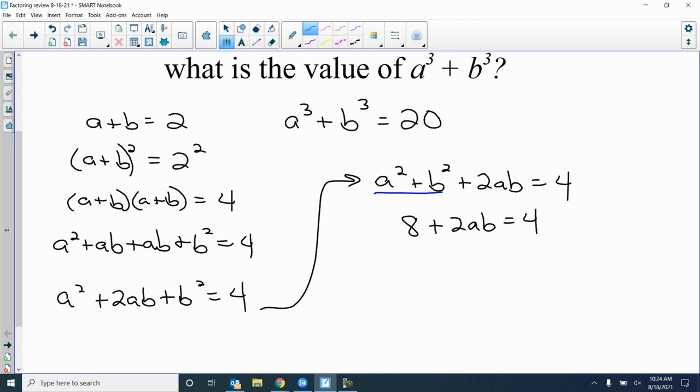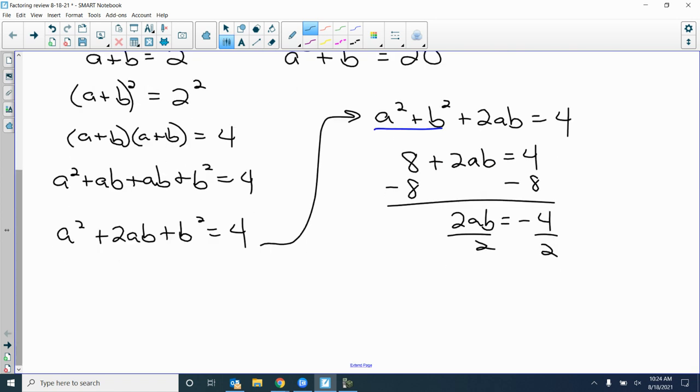All right, I'm not going to figure out what a or b is, but I'm just going to isolate ab. Just get ab by itself. Okay, subtract 8. Subtract 8, and I get 2ab equals negative 4. I'm going to divide by 2, and I'm going to get ab equals negative 2.